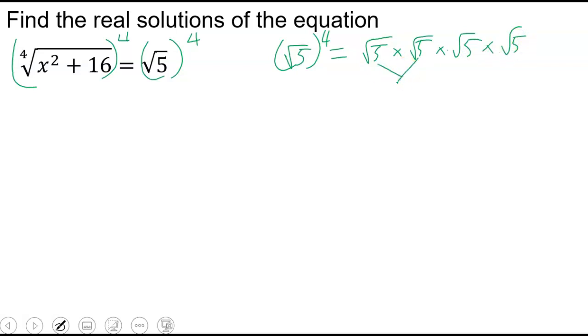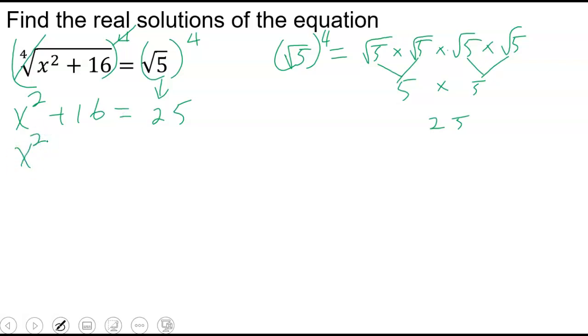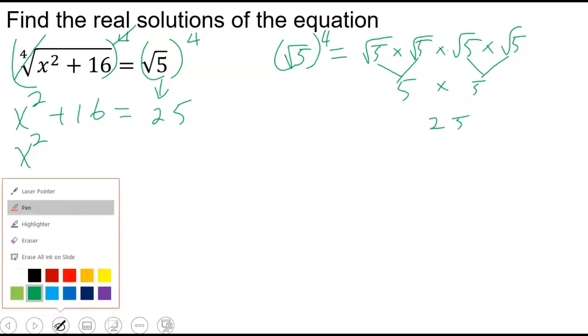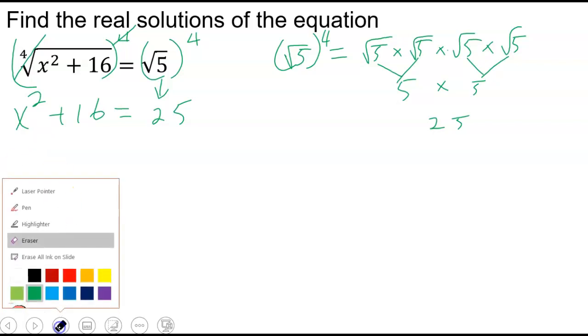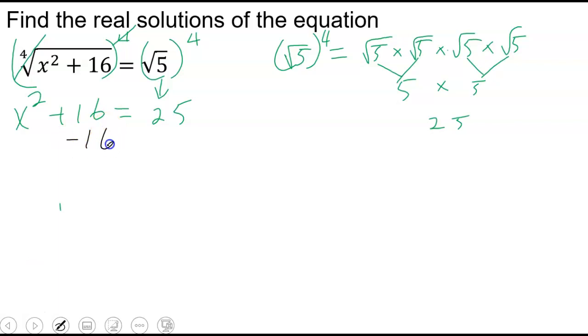So since this is a square root, square root of 25 is 5, square root of 25 is 5, 5 times 5 is 25. So we can actually simplify this to 25. And then the 4th root, we cross out the 4th root. We just have x squared plus 16 equals 25. And then we have a quadratic equation again. Since there are not 3 terms, there's only 2 terms, we can go ahead and subtract 16 from both sides and see if we get a perfect square, or we can simplify it like that.